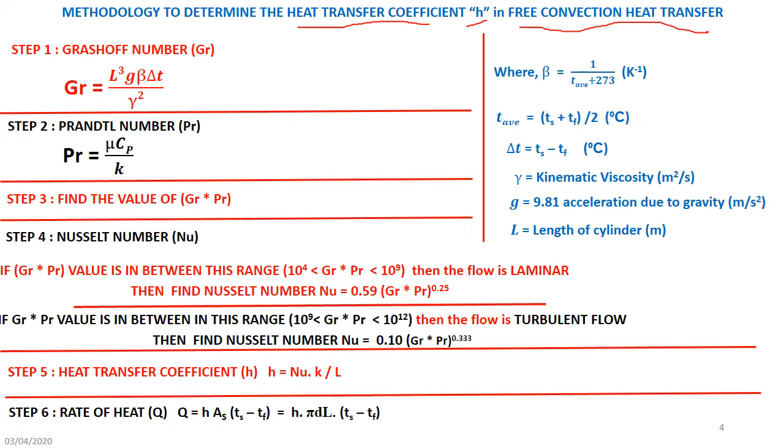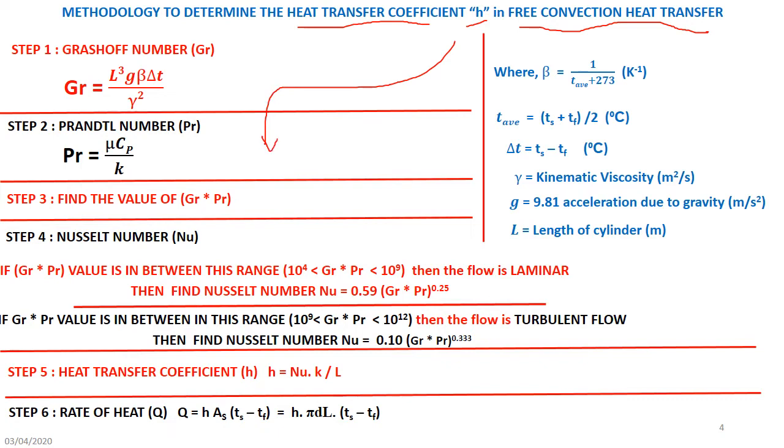How do we identify whether the given problem is free convection or forced convection? The main thing is that in free convection problems, velocity or mass flow rate will not be given. Velocity and mass flow rate will not be given. That is the main thing. If in any convection problem there is no velocity or mass flow rate of the fluid, then you can tell that it is a free convection problem, and the method to determine the value of H is like this.